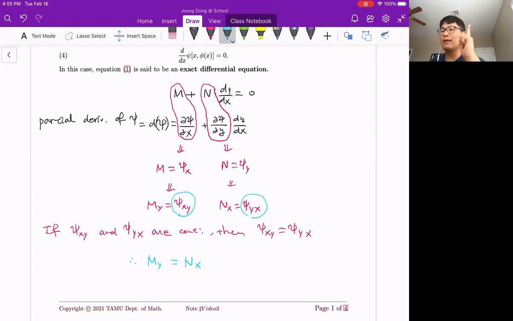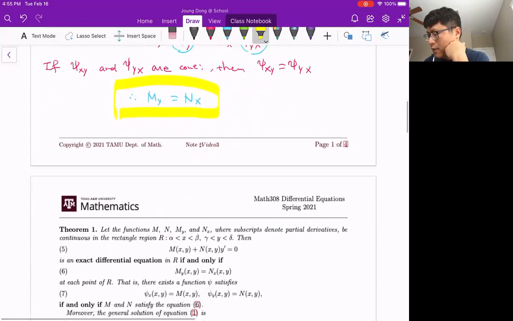To use exact, we have to find the psi function, but we start by checking whether it is an exact equation or not. How? We check this: M y is equal to N x. You understand why it is M y and N x, right? It is not M x and N y. M x will be psi xx and N y will be psi yy. They cannot be equal to each other. But we know psi xy must be equal to psi yx. That's why it must be M y equals N x. So this is the idea about exact.